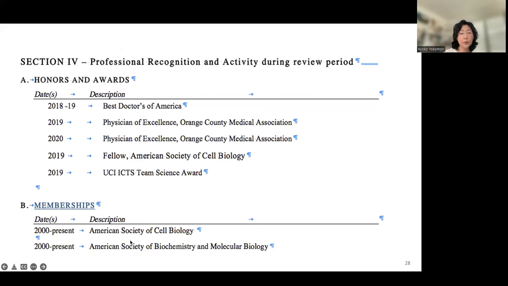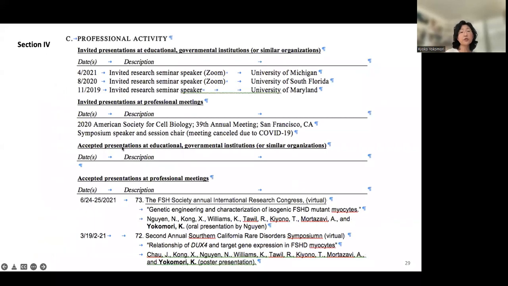And also you're expected to be part of professional societies, so you can list memberships. And section C is really the place where you can demonstrate that peers recognize your research, and so they invite you to give seminars. The first section is invitations to different universities, and the second part here is invitations to give talks at professional meetings.